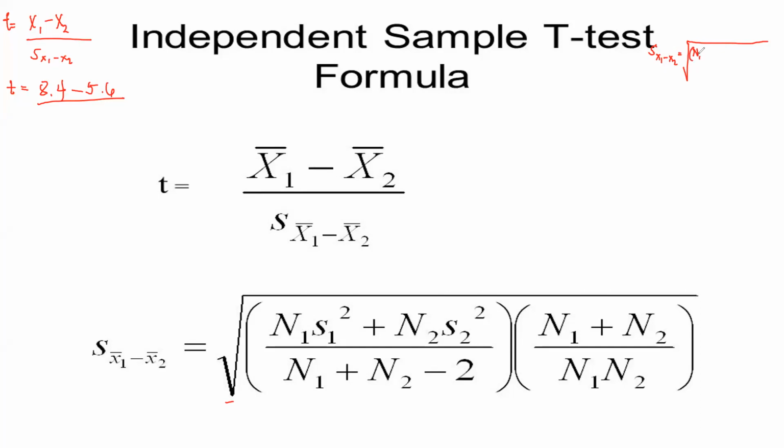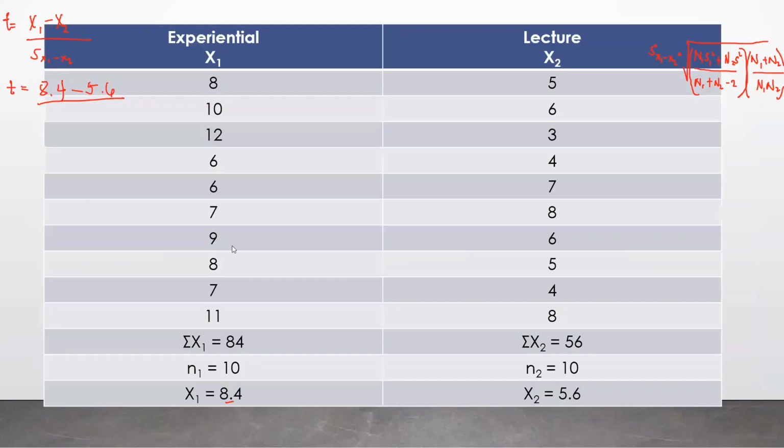N1, dapat pala malaking letra ito. Kopyahin ko muna siya. N1 S1 squared plus N2 S2 squared divided by N1 plus N2 minus 2 times N1 plus N2 divided by N1 times N2. So ito yung ating formula for the S sub x1 minus x2.